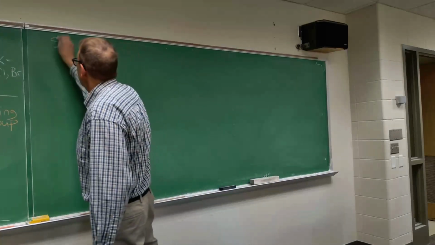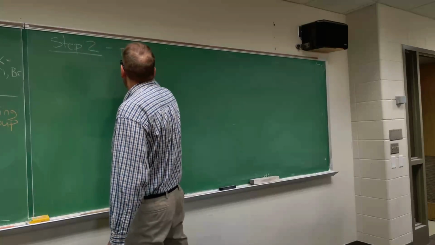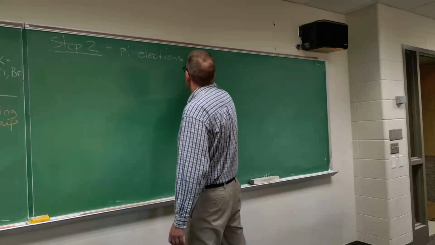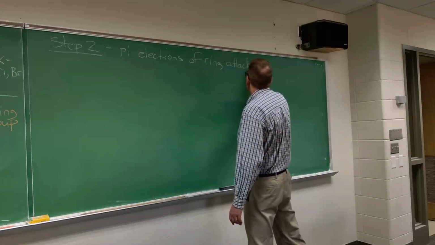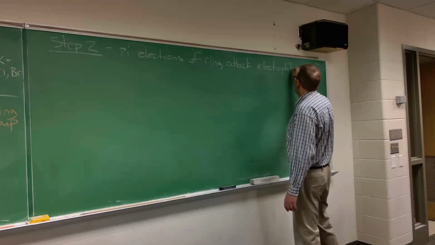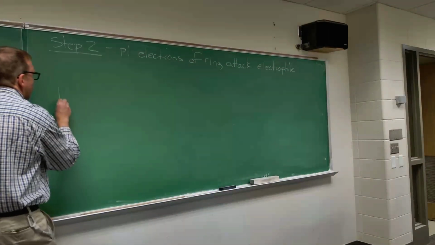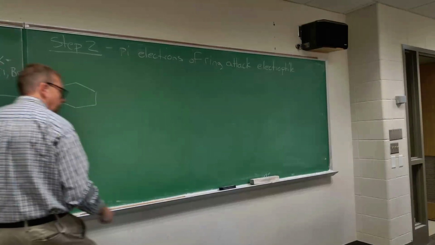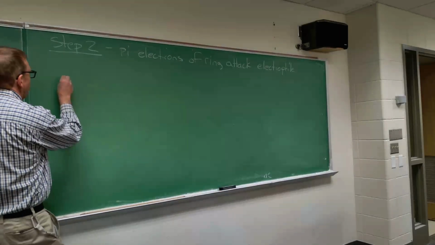So then step 2, pi electrons of the ring attack the electrophile. So what you want to do is draw your benzene ring. I'm going to draw this up just a little higher, so I'll have a little bit more room underneath it to draw step 3. So I'm just going to go up a little higher here.